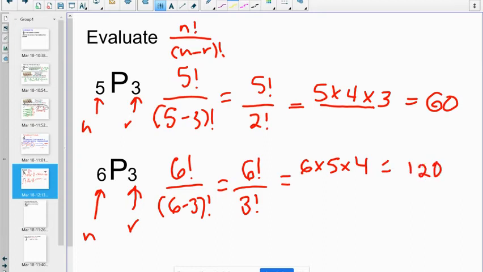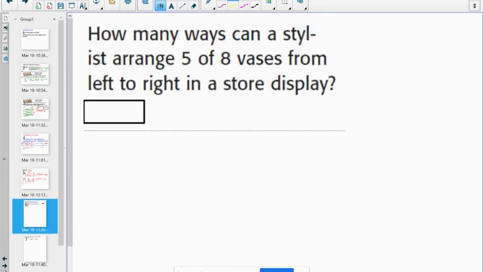So that was how you could do it, and you can just type that into your calculator too. But this is another way of how we would do it by hand without a calculator. Now we're moving on to the next slide.